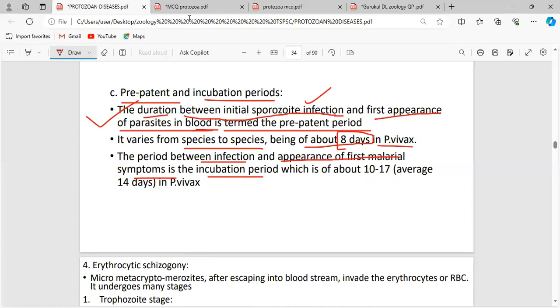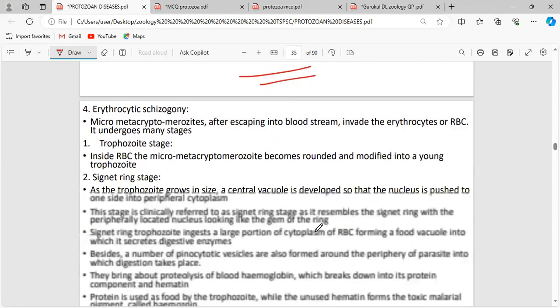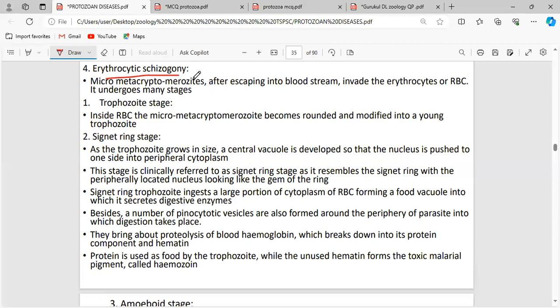That also varies from species to species. With respect to Plasmodium vivax, it is about 10 to 17 days, or an average of 14 days. That's all about the liver schizogony. Now we are going to see the erythrocytic schizogony.